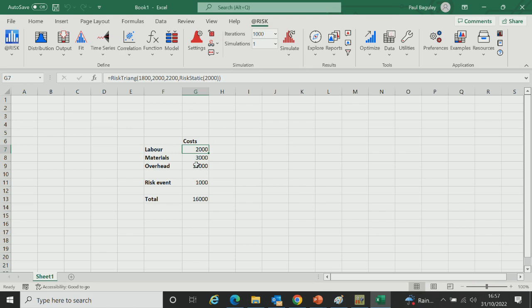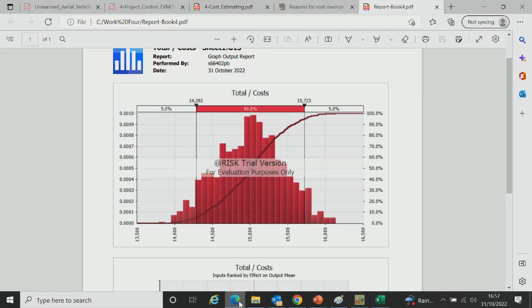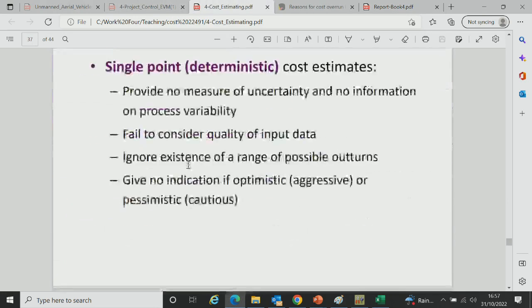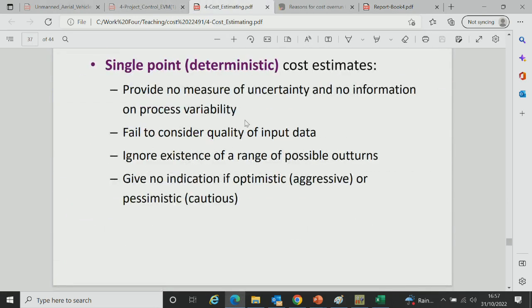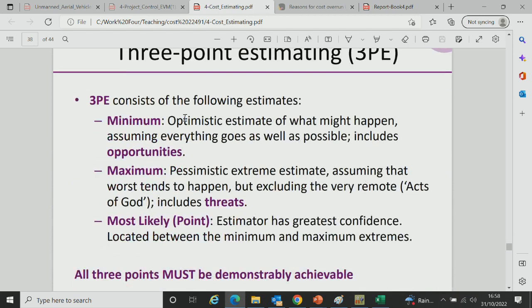So, that's 3-point estimating in practice, and it gives you more meaning behind these things, where you can see that, yes, single point does ignore optimistic and pessimistic. It doesn't consider a range or quality of input data. It doesn't provide any measure of uncertainty. These things are all true. Whereas the 3-point estimating does include the minimum, the maximum and the most likely.